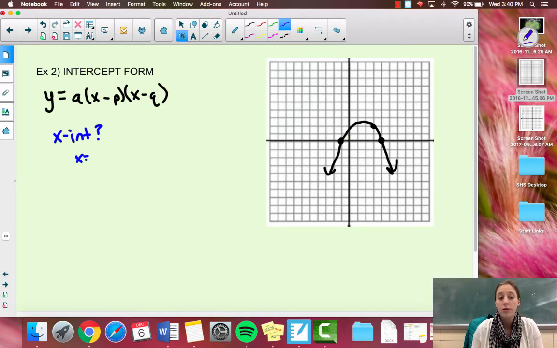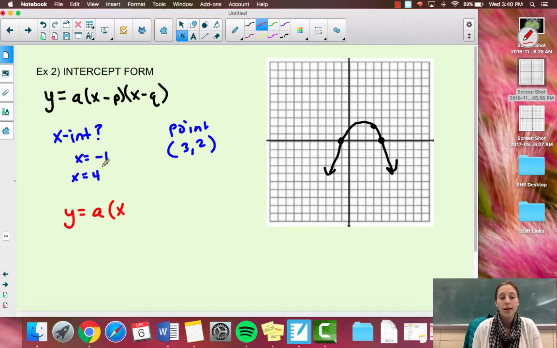Well, we know that one x-intercept is at -1, and the other x-intercept is at +4. Okay, and we have a point at (3, 2). So we've got a random point there. So I'm just going to plug in what I know. So remember, p and q are my x-intercepts. So I'm going to have y equals a times (x minus my -1), and then times (x minus my 4).